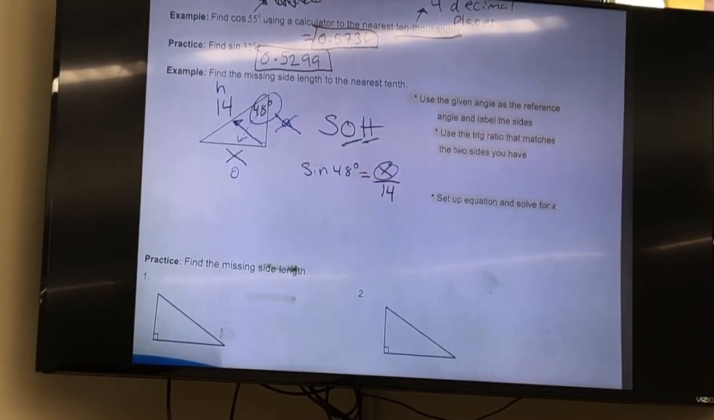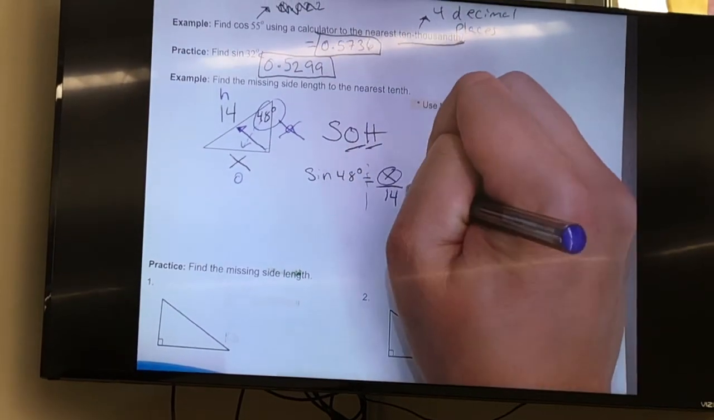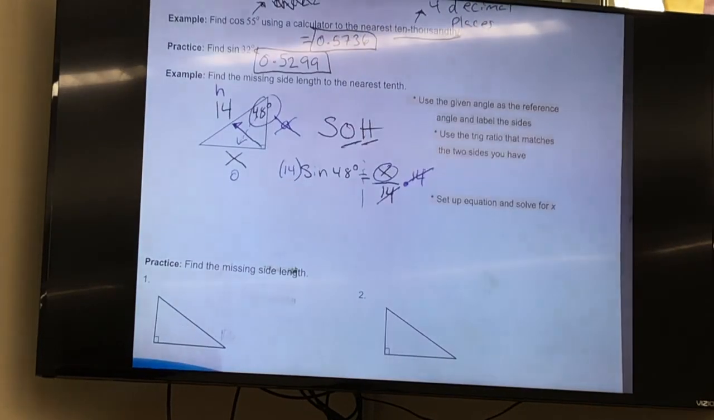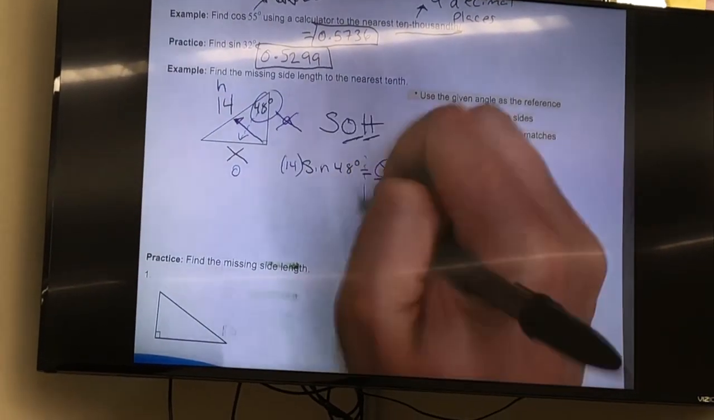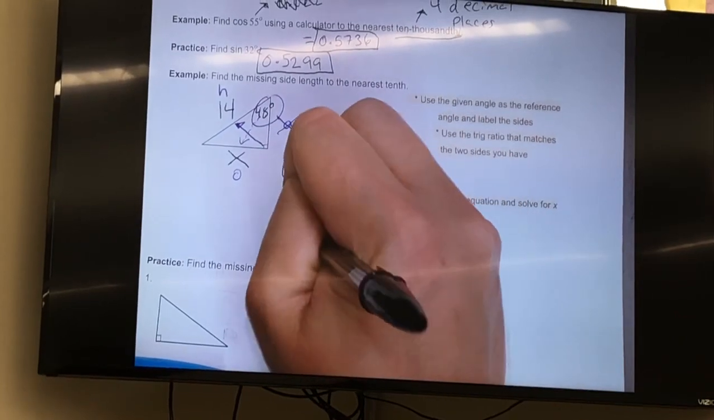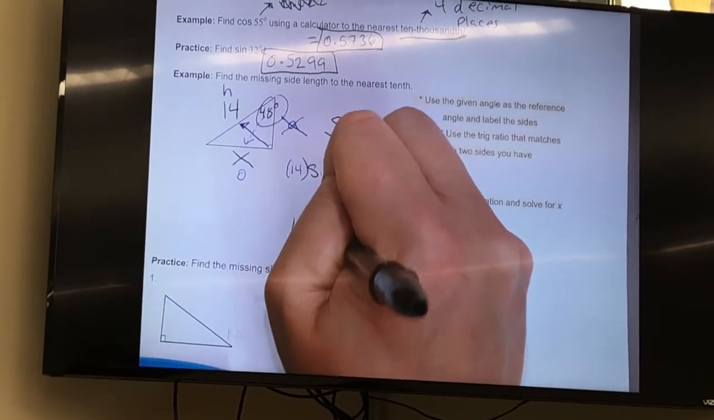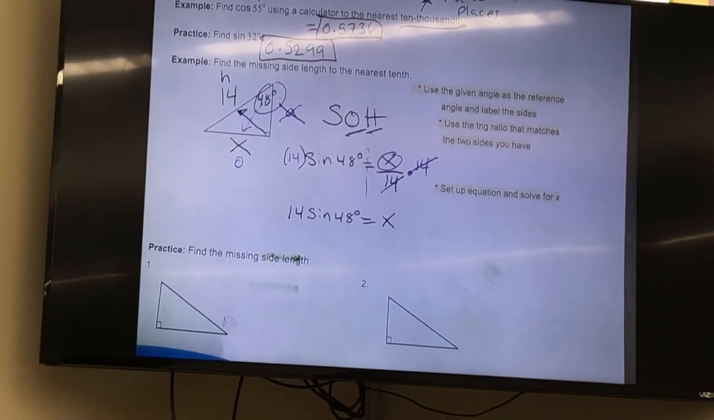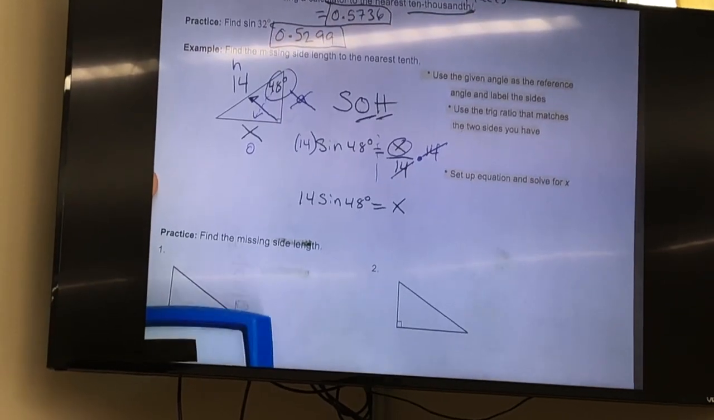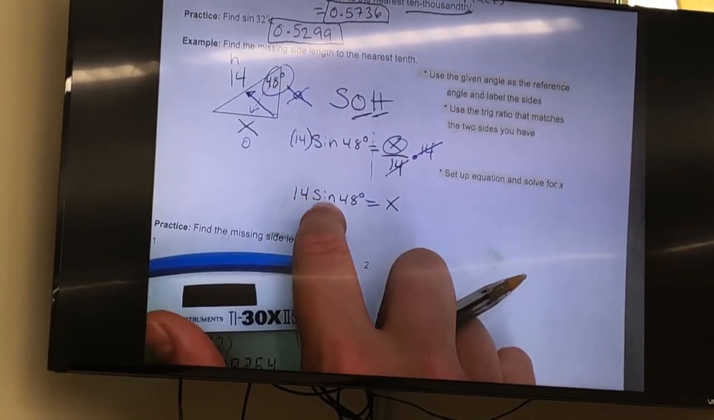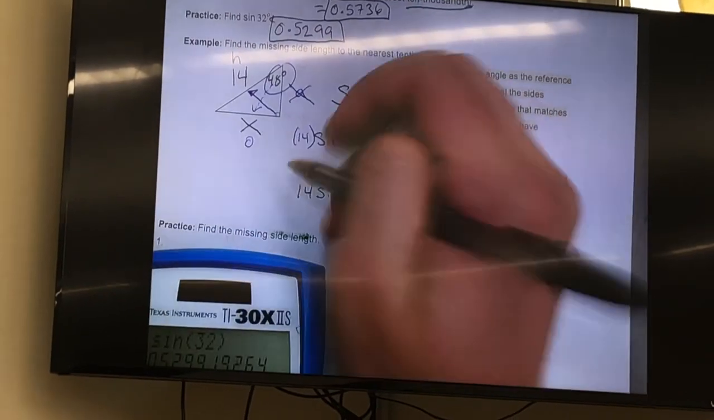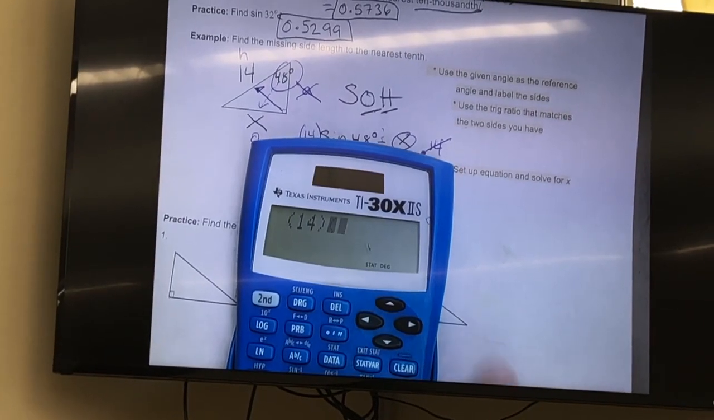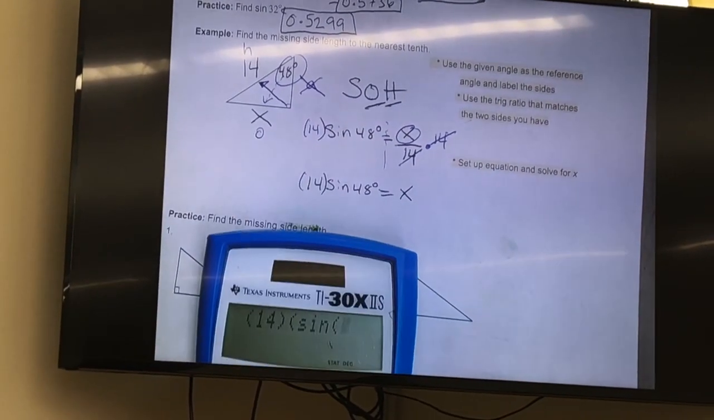So right now, x is being divided by 14. The inverse of divide is to multiply both sides by 14, right? So we're now left with x equals 14 times the sine of 48 degrees. That is what we should be plugging into our calculator at this point. You could type it in just like you see it there. If you're afraid that it is not going to remember to multiply, you could put it in two parentheses. So parenthesis 14, parenthesis sine of 48.